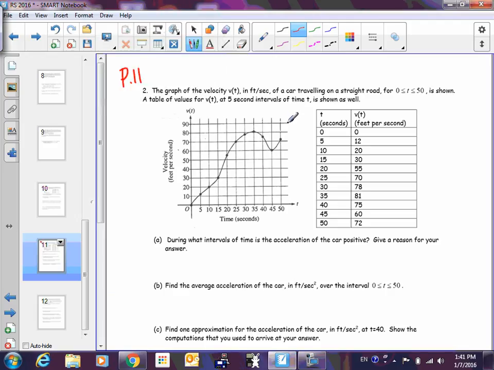Lots of words. Okay, so besides this possibly Canadian way of spelling traveling, we've got the same situation that we've always had. We have a velocity, we have a graph, and we have a table. Look at your paper. Do you have this table? No. So why don't you take a minute and go ahead and copy that table down.